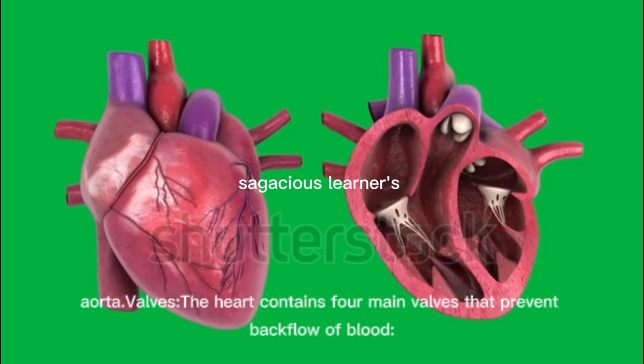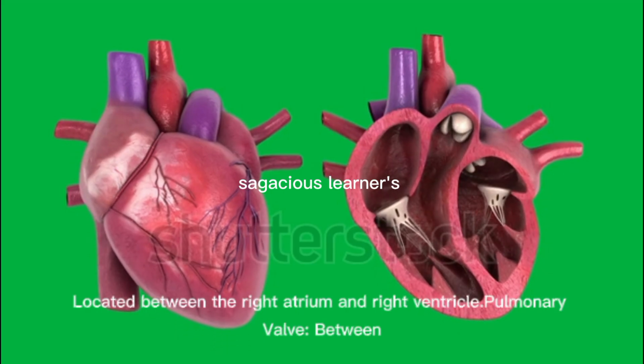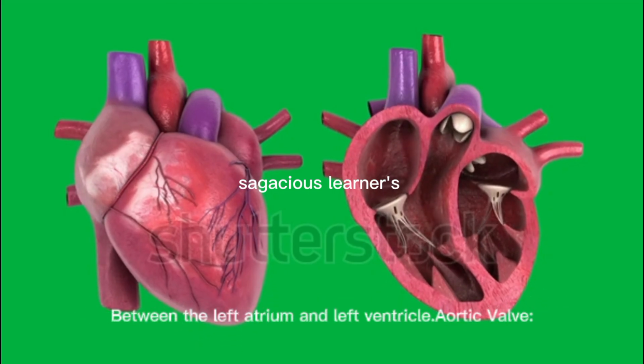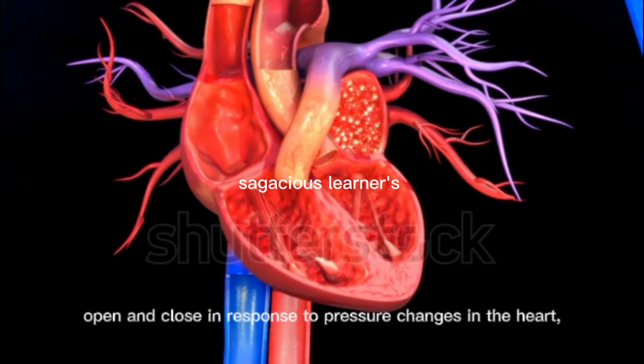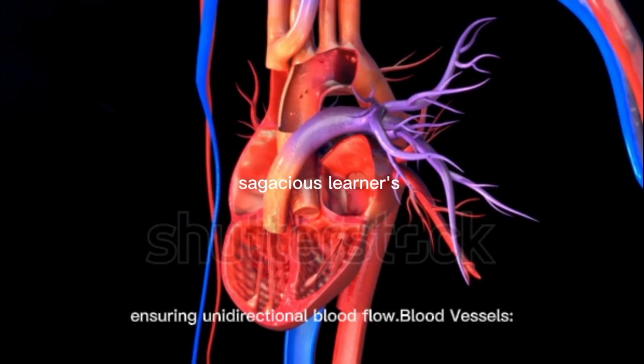Valves. The heart contains 4 main valves that prevent backflow of blood. Tricuspid valve, located between the right atrium and right ventricle. Pulmonary valve, between the right ventricle and pulmonary artery. Mitral valve, bicuspid, between the left atrium and left ventricle. Aortic valve, between the left ventricle and the aorta. These valves open and close in response to pressure changes in the heart, ensuring unidirectional blood flow.